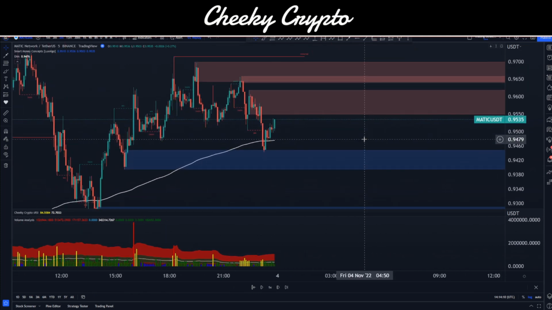We do want to be a little bit cautious in this kind of setup though, just to bear in mind that we have got these red areas here.